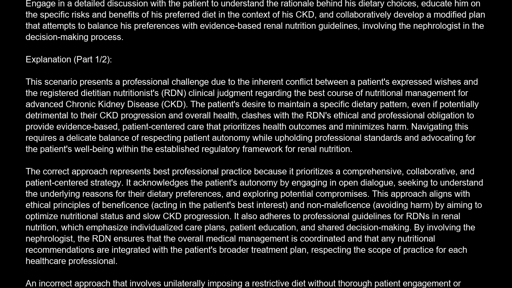It also adheres to professional guidelines for RDNs in renal nutrition, which emphasize individualized care plans, patient education, and shared decision-making. By involving the nephrologist, the RDN ensures that the overall medical management is coordinated and that any nutritional recommendations are integrated with the patient's broader treatment plan, respecting the scope of practice for each healthcare professional.